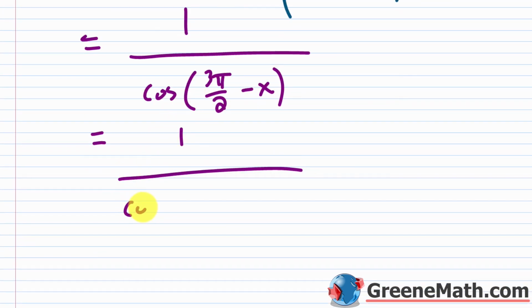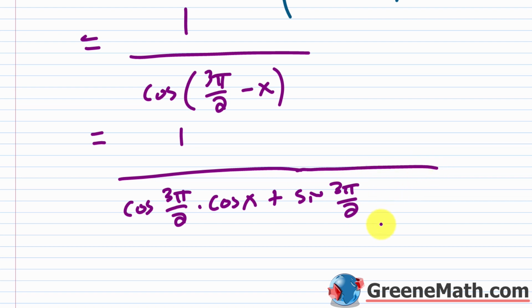We'll say this is the cosine of 3 pi over 2 times the cosine of x. And then this is a minus, so I want a plus. This is the sine of 3 pi over 2. Let me make this a little bit longer here. And then times the sine of x. Now, we know already that this guy right here is 0, right? So this is going to become 0. We know that this is negative 1, right? So this is going to become negative 1.